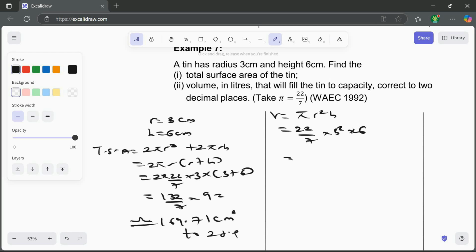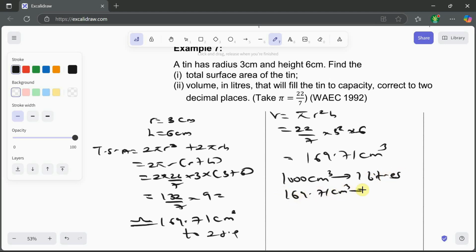Then multiply by 6. This will give you 169.71 centimeter cube. You are correct, but the question says that in liters. So 1000 centimeter cube is 1 liter. If you don't know it, now you know. So 169.71 centimeter cube will be x liters, right? So let's cross multiply. That will be 1000 times x is equal to 169.71.